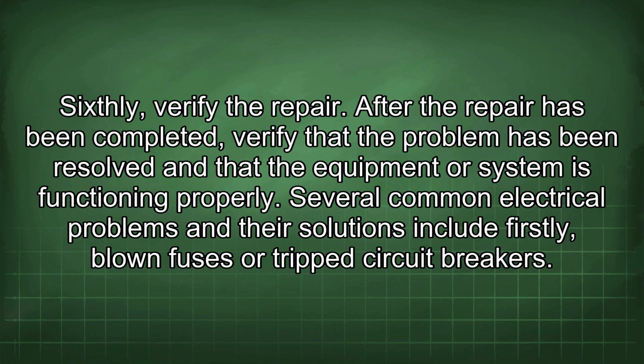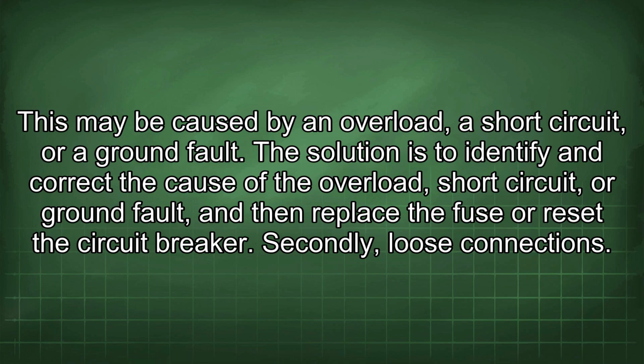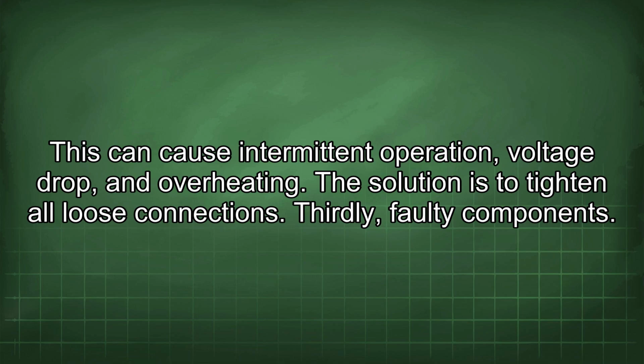Several common electrical problems and their solutions include firstly, blown fuses or tripped circuit breakers. This may be caused by an overload, a short circuit, or a ground fault. The solution is to identify and correct the cause of the overload, short circuit, or ground fault, and then replace the fuse or reset the circuit breaker. Secondly, loose connections. This can cause intermittent operation, voltage drop, and overheating. The solution is to tighten all loose connections.